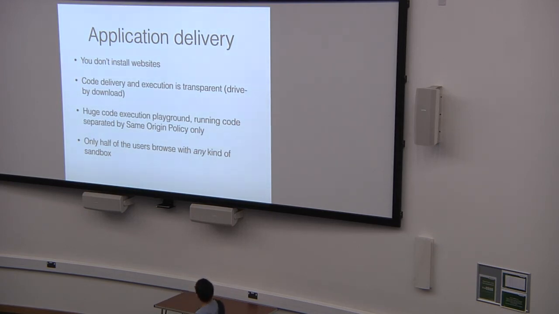So as you can see, it's much easier to exploit a browser than it is to execute arbitrary code on the machine. Essentially, the web platform is a huge code execution playground, running happily any code supplied all over it. And only the same origin policy can sort of isolate the applications. And the isolation is required for crypto operations, as you can probably imagine.